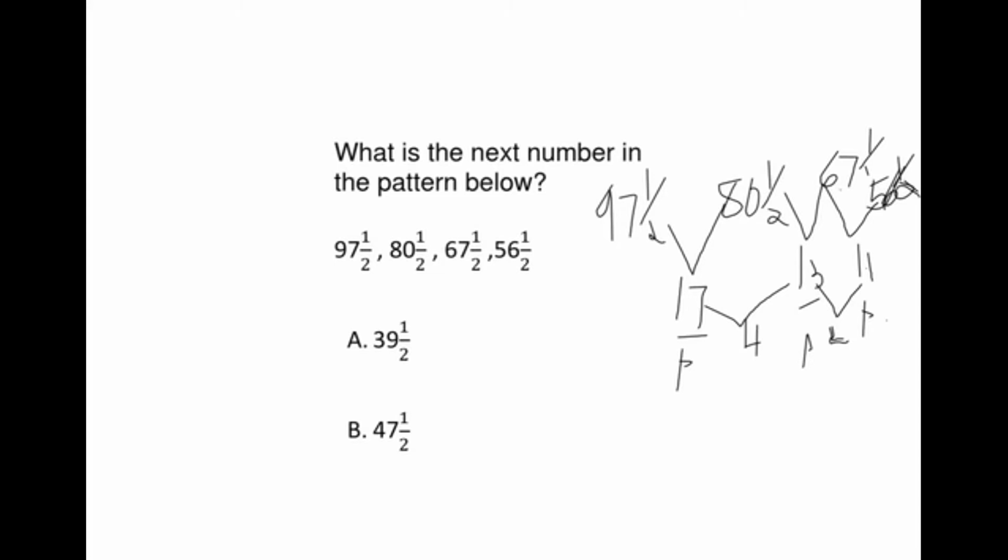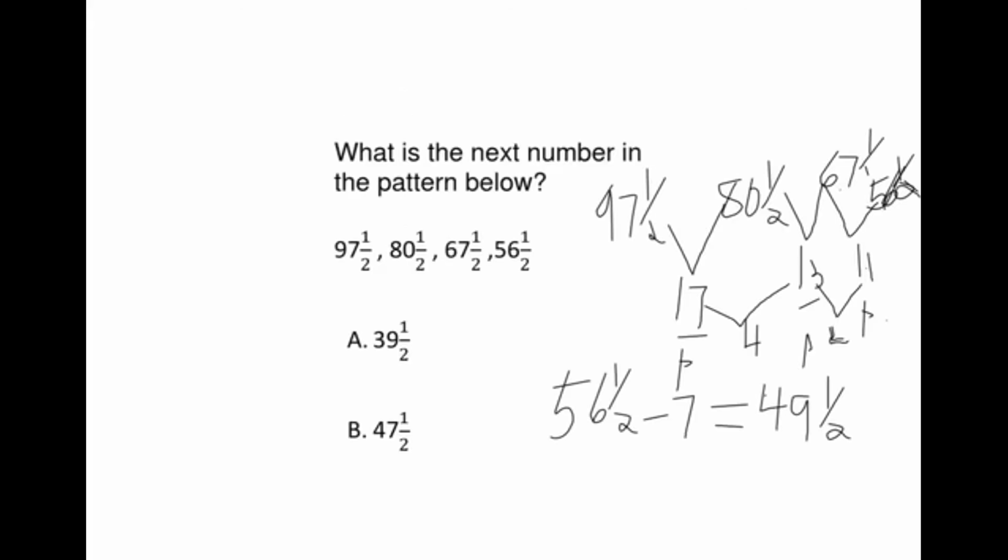So we'll say 56 and a half minus 7 will give us what? It will give us 49. Is it 49? Yeah, it will give us 49 and a half. So we have 49 and a half being our next number.